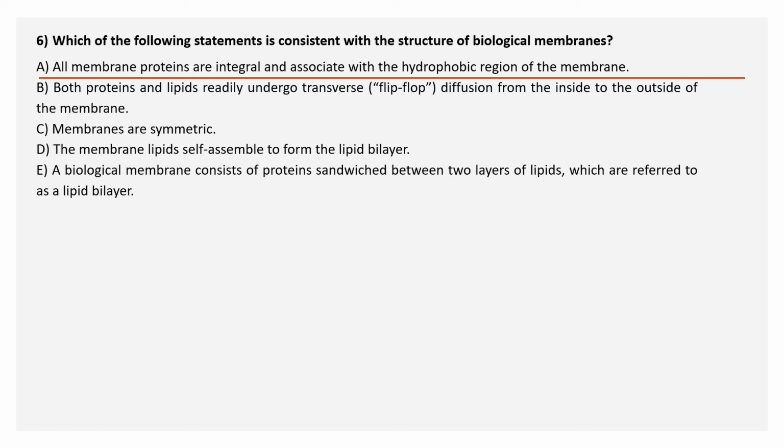B, both proteins and lipids readily undergo transverse diffusion from the inside to the outside of the membrane. No. C, membranes are symmetric. No. D, the membrane lipids self-assemble to form the lipid bilayer. Yes, that does happen. And E, a biological membrane consists of proteins sandwiched between two layers of lipids, which are referred to as a lipid bilayer. No, that's not the definition of a lipid bilayer.